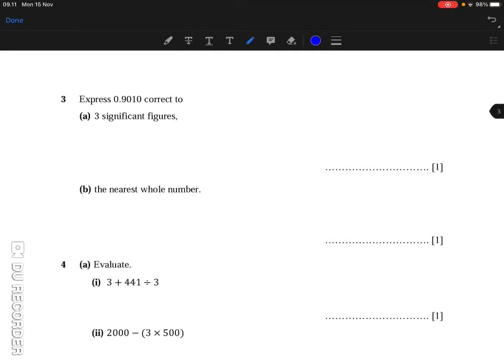Express 0.9010 correct to 3 significant figures. Remember guys, if you have 0.0001, it means you will have only one significant figure. And for example, if we have 0.0010, it means you have two significant figures. It is because the 0 after 1 is also counted as a significant figure.